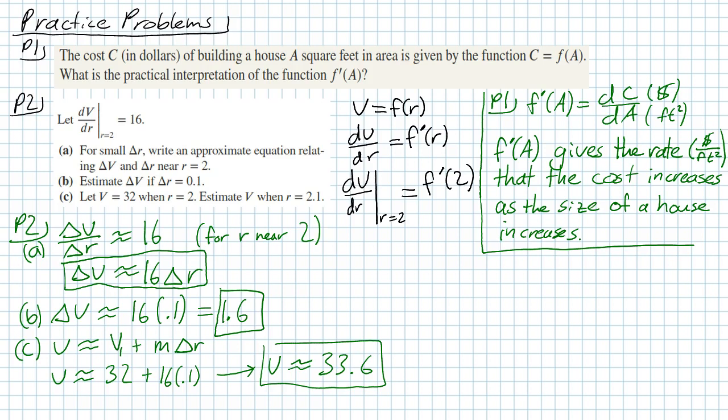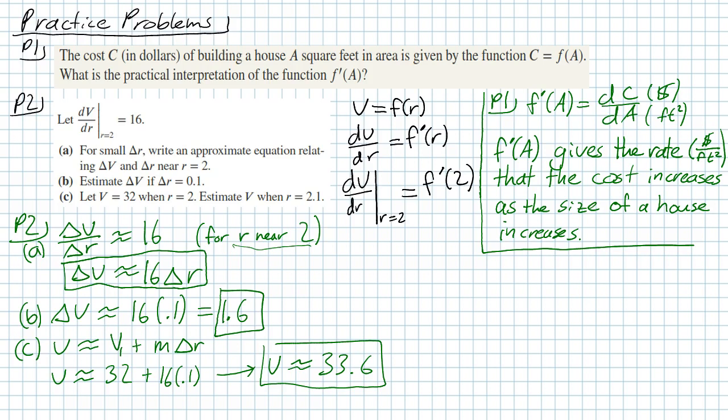So first of all, for small values of delta r, meaning if r is near 2, that means delta r is small, then we can assume that if r is close enough to 2, then the graph looks kind of like a line there, or it's not too bendy, it's kind of linear. So the slope we can assume is approximately 16, around there. So in order to get a change in v, you just multiply that slope by the corresponding change in r. So the change in the output is approximately the slope at that point times the change in the input.